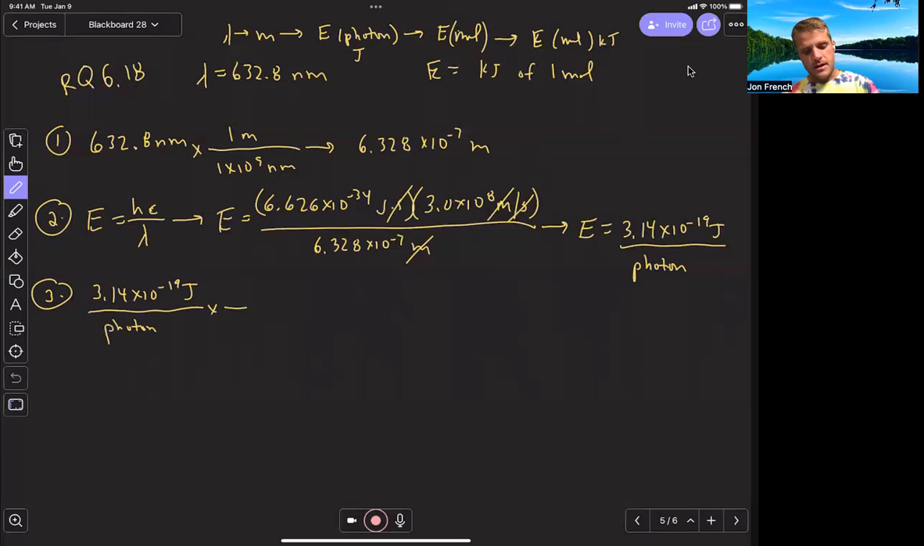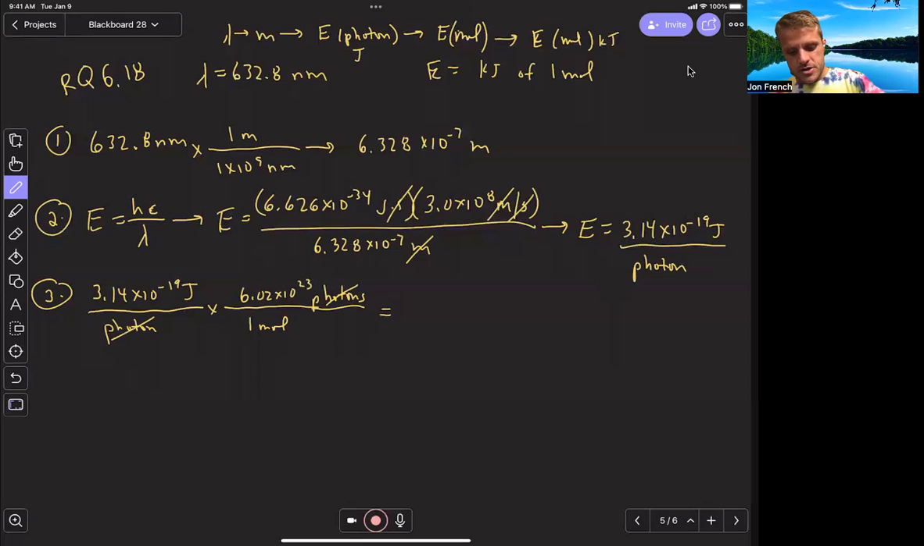photon, right? It's asking for 1 mole of photons. So in 1 mole of anything, right? Coincidentally, today is mole day. We've got 6.02 times 10 to the 23 photons. So photons cancel out, and 6.02 times 10 to the 23.